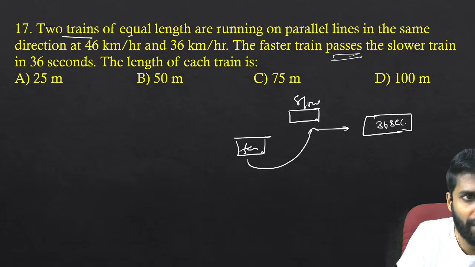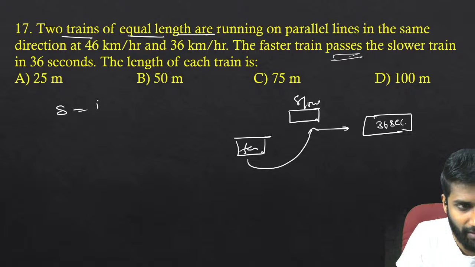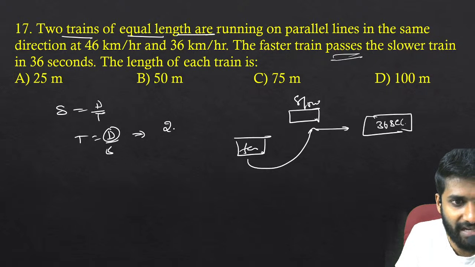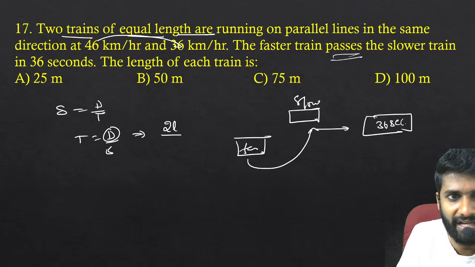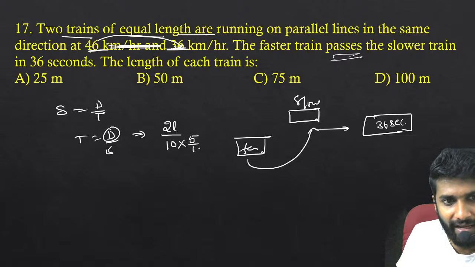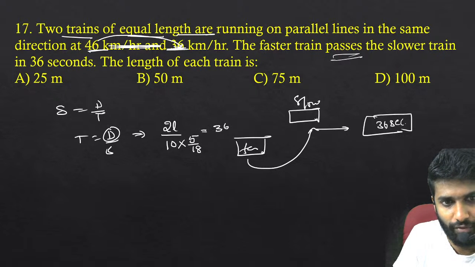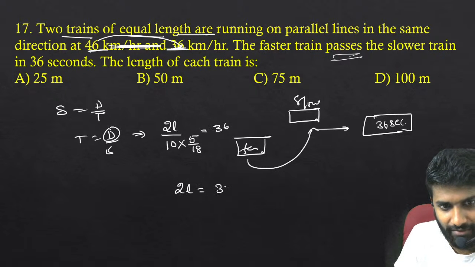Here are two trains of equal lengths. Speed is equal to distance by time, so time is equal to distance by speed. Here the distance means two equal lengths, L plus L, which is 2L. The speed is the relative speed. Both are traveling in the same direction, so relative speed is the difference: 46 minus 36, which is 10. Converted into meters per second, multiply by 5 by 18. The time taken is exactly 36 seconds. That is the information. Now 2L is exactly equal to 36 into 10 into 5 by 18.